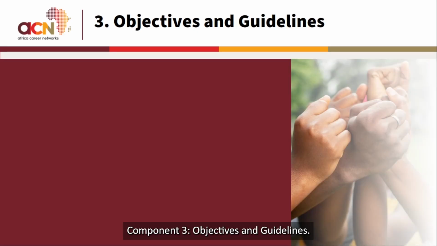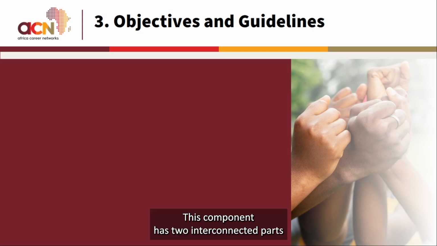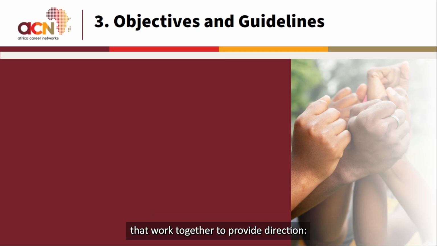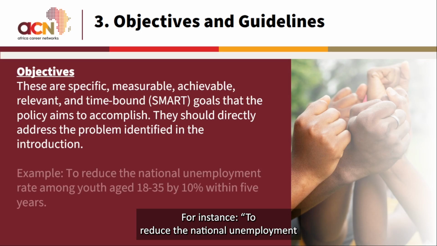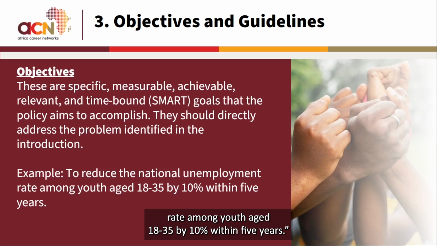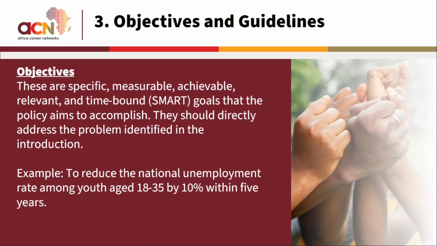Component 3. Objectives and guidelines. This component has 2 interconnected parts that work together to provide direction. Part 1. Objectives. Objectives are specific, measurable, achievable, and time-bound goals that the policy aims to accomplish. For instance, to reduce the national unemployment rate among youth aged 18 to 35 years by 10% within 5 years.